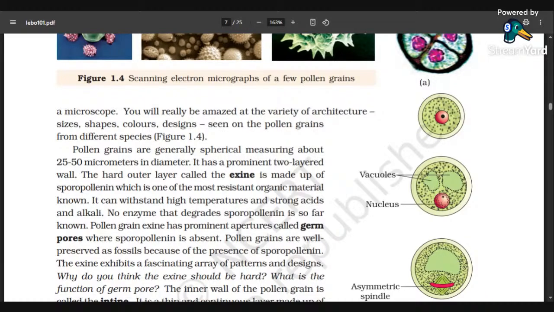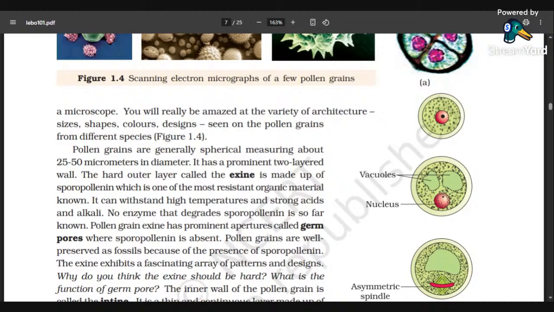Pollen grains are generally spherical, measuring about 20 to 50 micrometers in diameter. It has a prominent two-layered wall. The hard outer layer, called the exine, is made up of sporopollenin, which is one of the most resistant organic materials known. It can withstand high temperatures and strong acids and alkali. No enzyme that degrades sporopollenin is so far known.